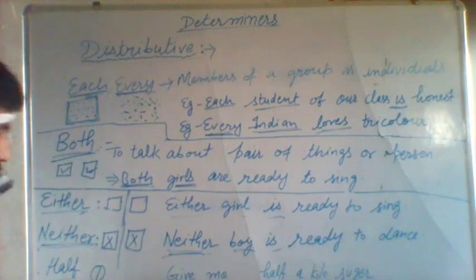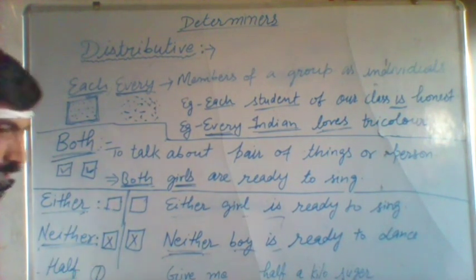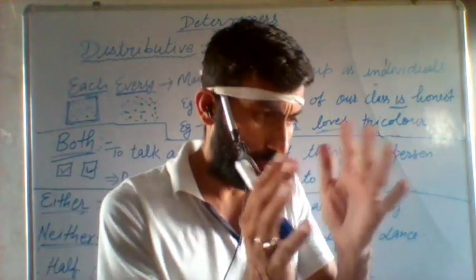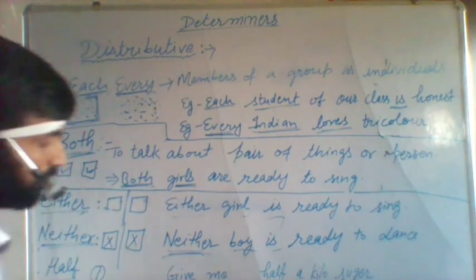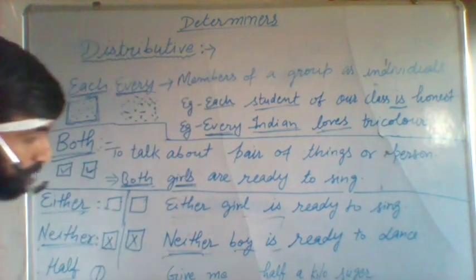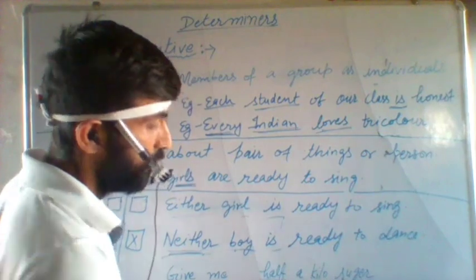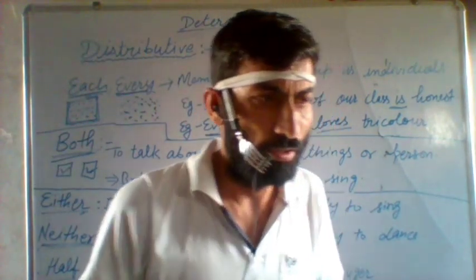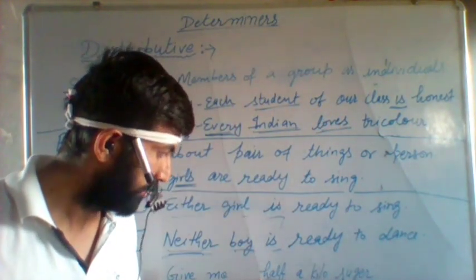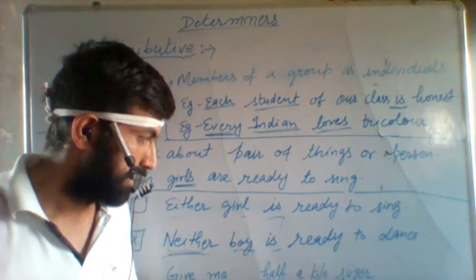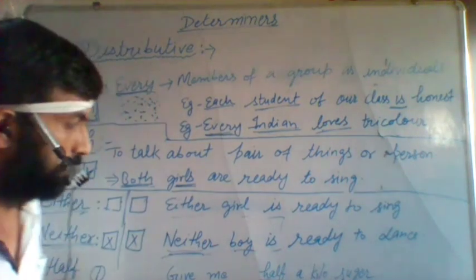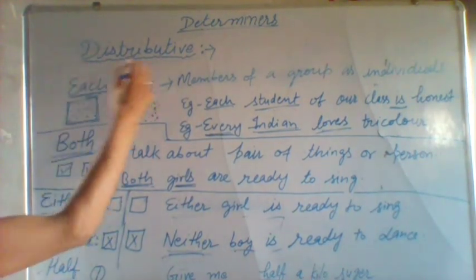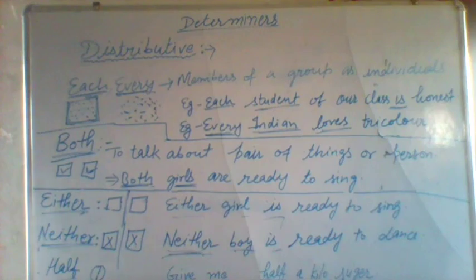Next, half. Half means a part of something. When we divide something, one part of it is called half. So give me half a kilo of sugar. After half: half a kilo, or half my money. Half is a predeterminer, we can say. This determiner is used before a determiner, so it is also called a predeterminer. I hope that the distributive adjective, or distributive determiner, is clear to you.